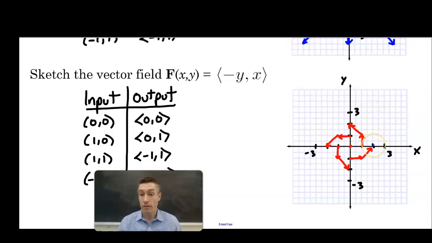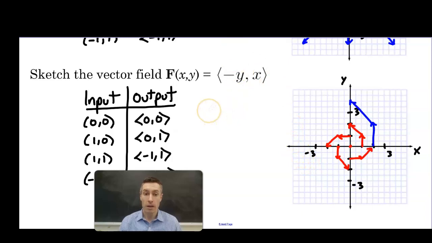And let's say you went to 2, 0, then that would start with the vector 0, 2 going up. And then if you're at the point 2, 2, then that's going to be negative 2, 2 there. So you have this rotational movement in this vector field. And I think that's enough. We can fill in more blue vectors to complete it, but I think we have a general sense of what this vector field looks like.